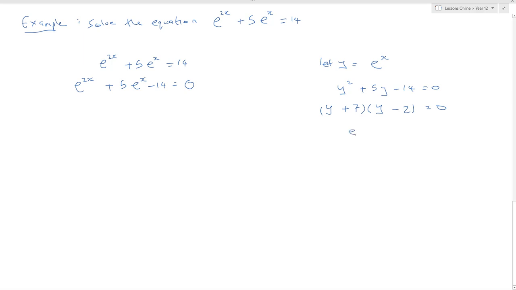So either y is equal to minus 7 or y is equal to 2. Can't be negative. So that means you've got e to the power of x is equal to 2. And that's going to give us then log to the base e of 2 is equal to x.